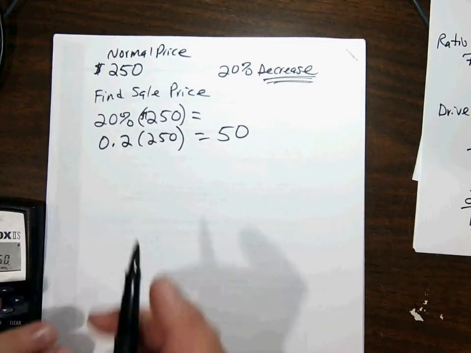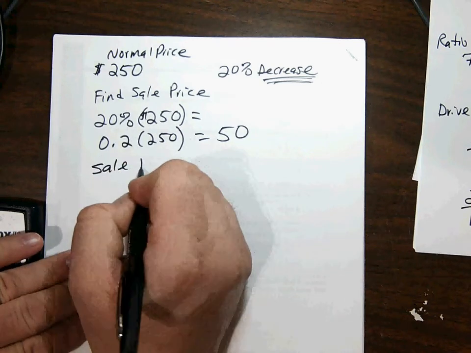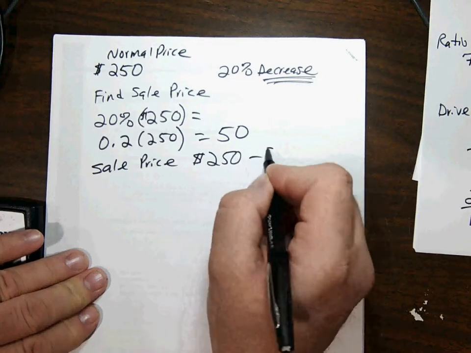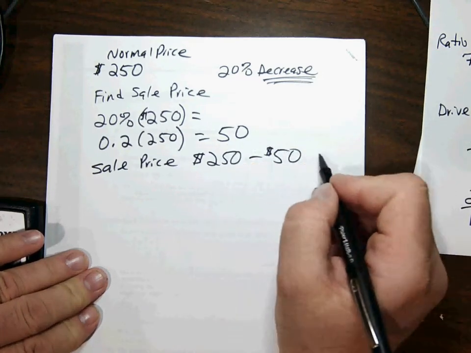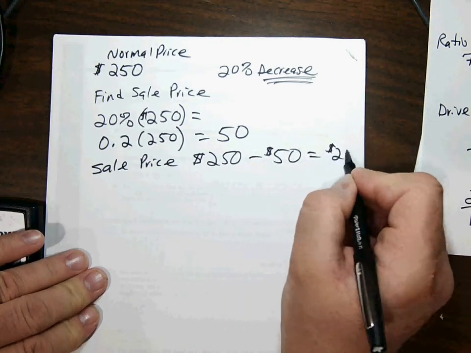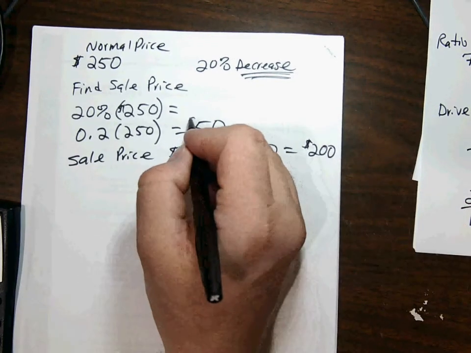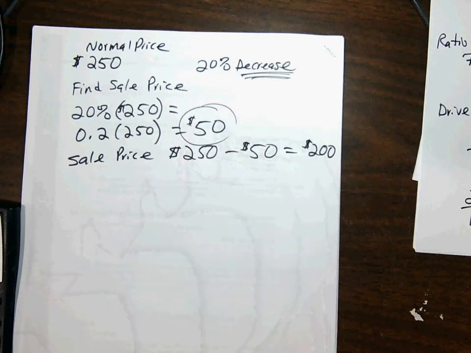So the sale price is the $250 original minus the 50 discount we just calculated. So it's going to be a $200 price tag. So watch out for how the question is worded. Maybe the question was, what is the discount? What is the decrease? In which case the answer is 50. Or maybe the question says, what's the new price applying that discount? So you've got to watch out for that.